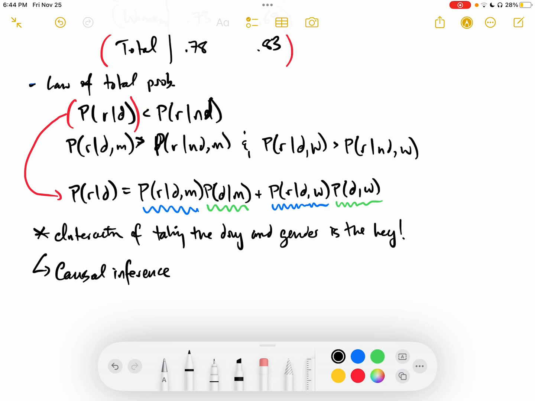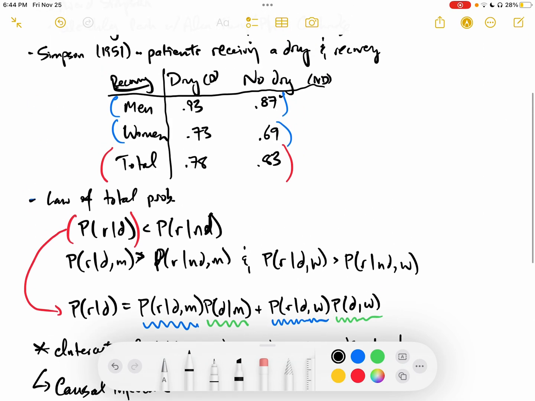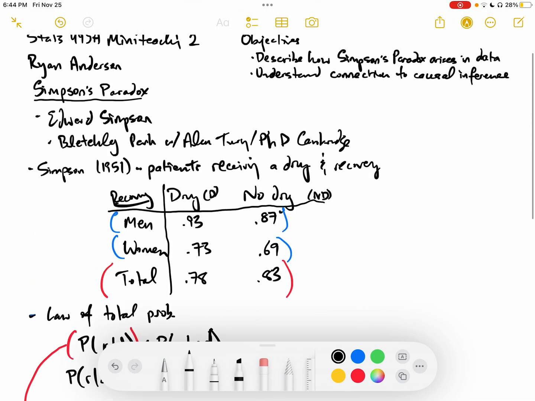And at any rate, I hope this is a useful introduction to the world of Simpson's paradox and what it sort of leads us to understand about data sets or to be more careful in our analysis.